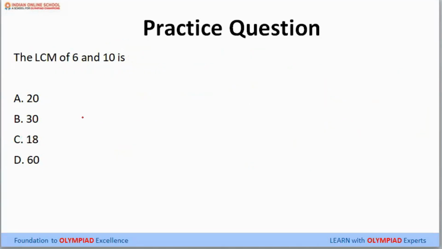Okay. Next question. We need to figure out the LCM of 6 and 10. So what first step do we need to do? First we need to write the multiples of 6 and the multiples of 10. Chaitanya Shri, will you tell me the multiples of 6? Yes, ma'am.